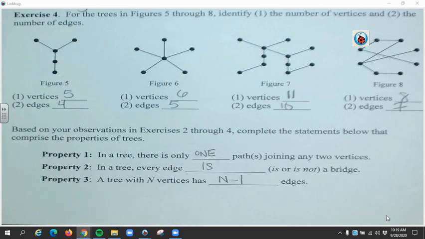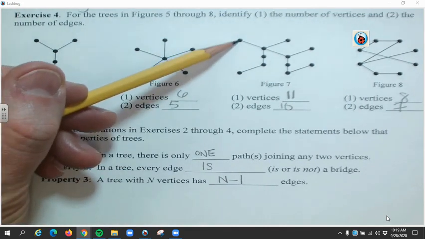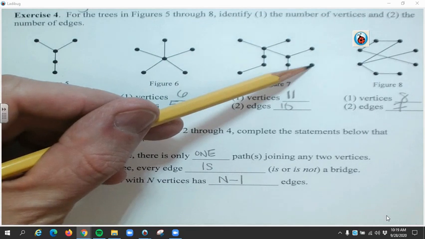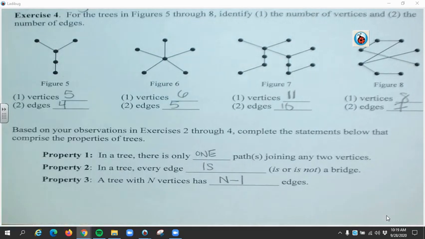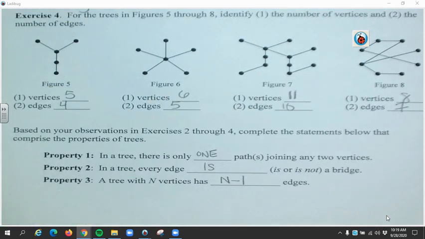So your 3 properties to know. Property 1, in a tree, there is only one path joining any 2 vertices. For example, if you were trying to get from this vertex up here in the top left to this vertex down here in the bottom right, there's only one way to do it, and that's to go here and this way. There's not multiple ways to get there. There's only one way to get there. Property number 2, in a tree, every edge is a bridge. We went over that several times on this page.